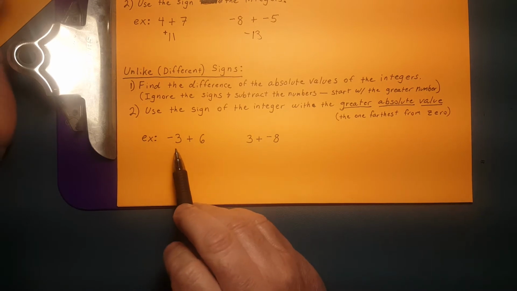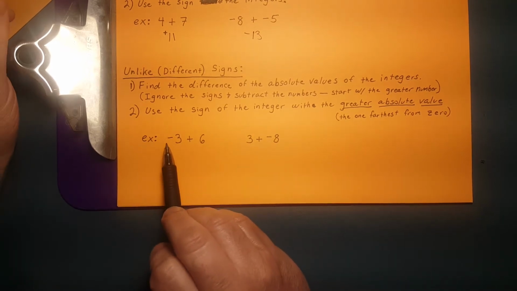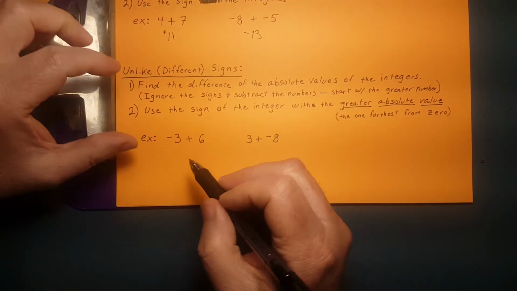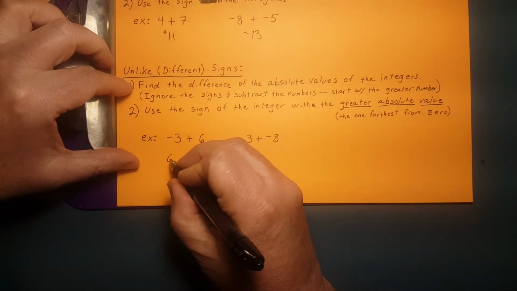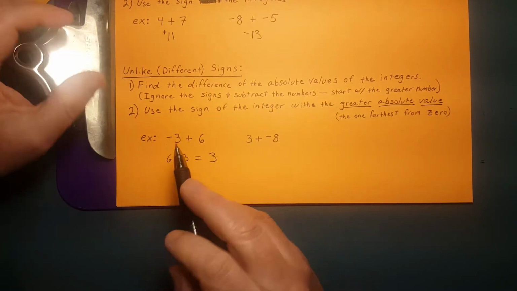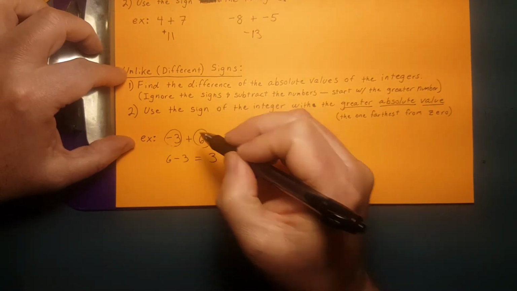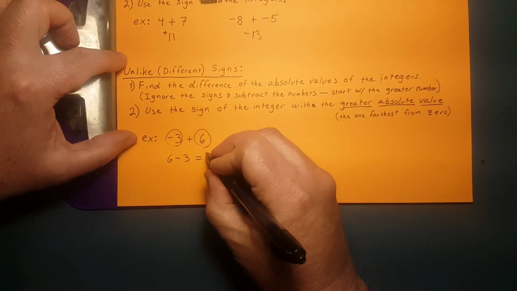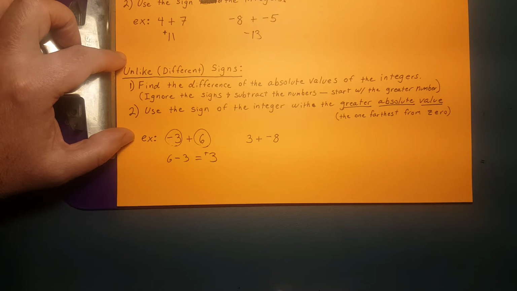Here's an example. Negative 3 plus 6. They have unlike signs, so you don't add, instead you find the difference. So I'll do 6 minus 3 equals 3. Then to choose the sign, I figure out which one of these is further from 0. That one's further from 0. It has the positive sign, so the answer is positive 3.